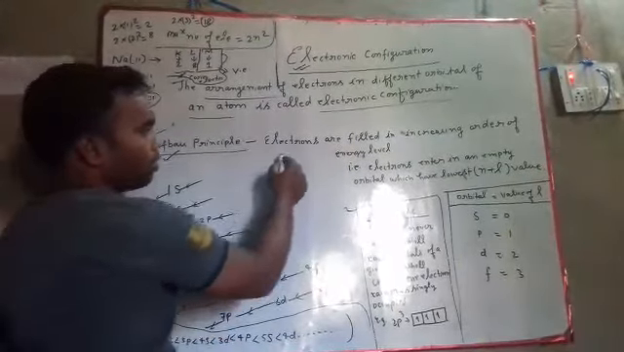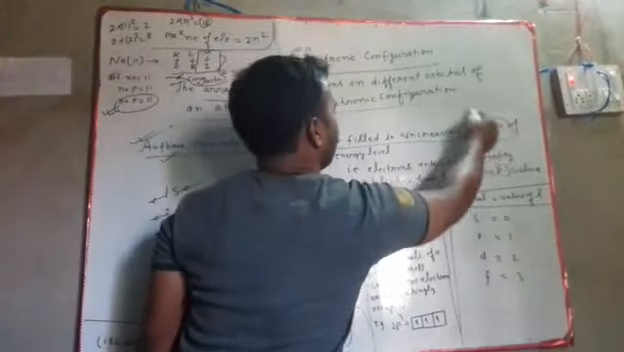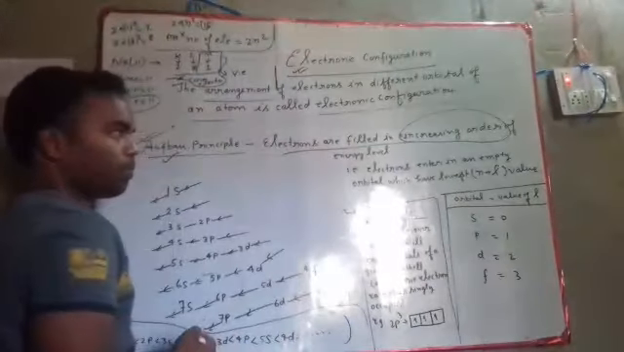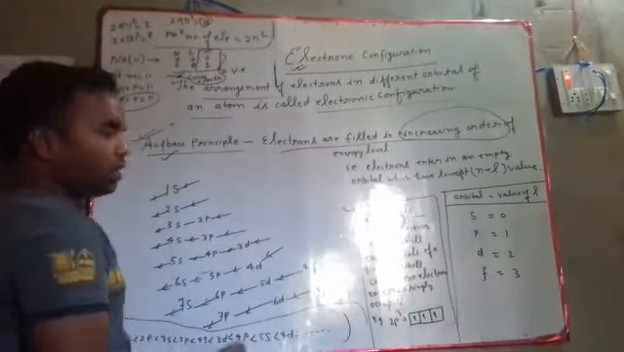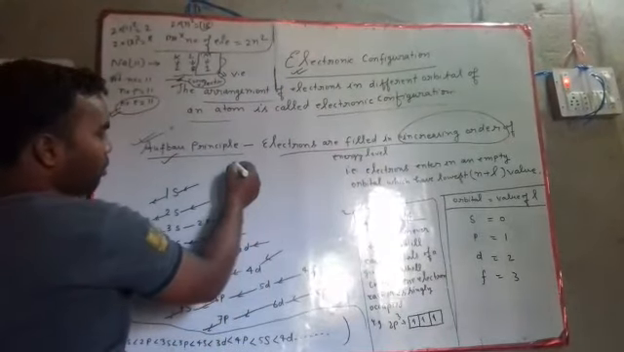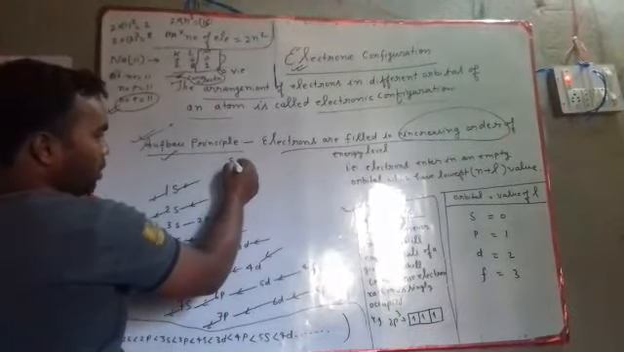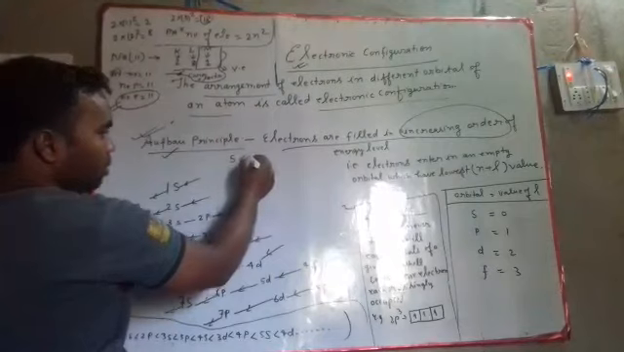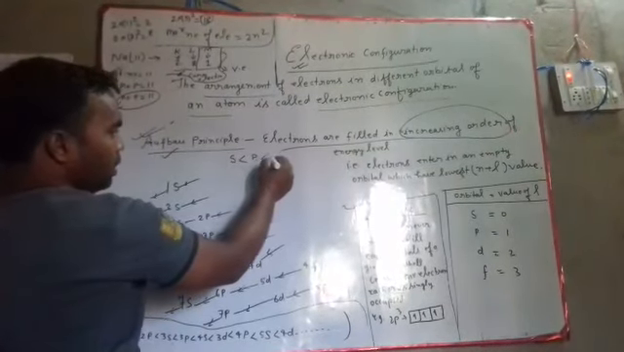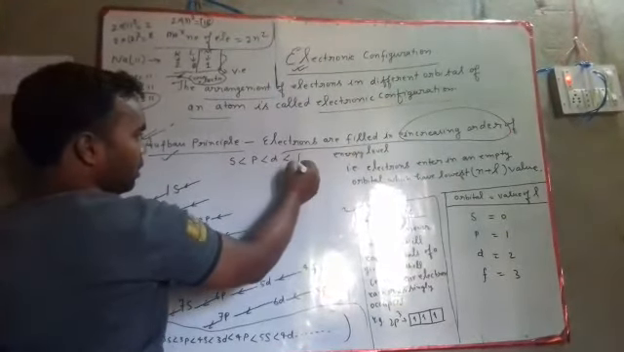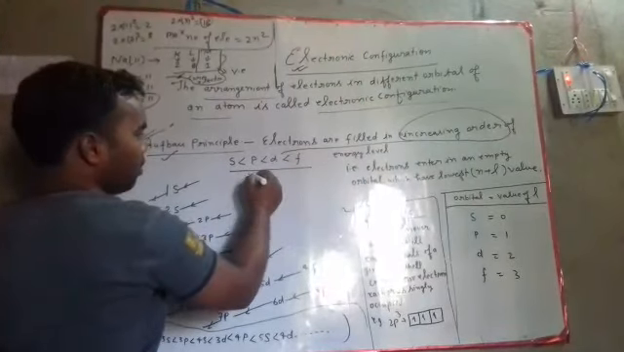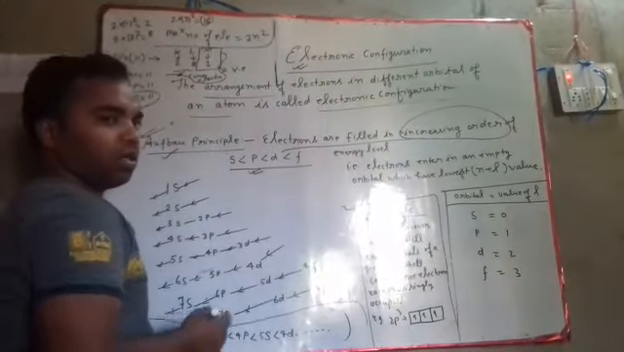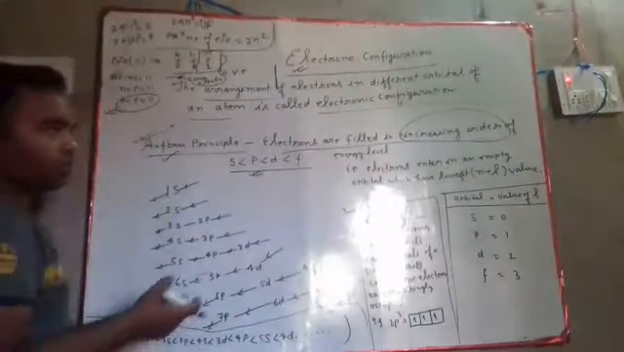According to this, electrons are filled in increasing order of energy level. So, how will electrons be filled up? S orbital, then P, then D, and last F orbital. This is the increasing order of energy level, and we have to arrange like this.